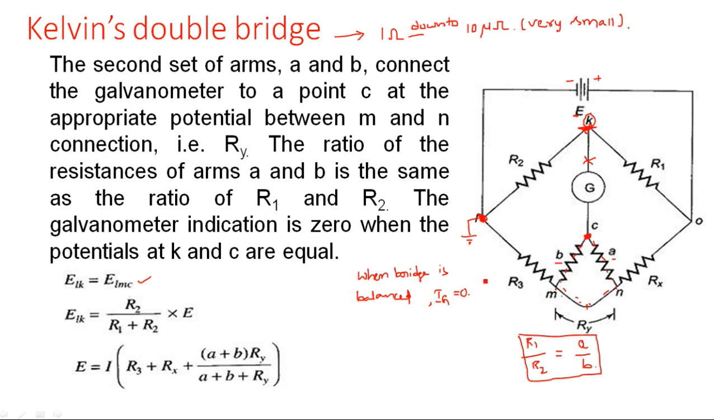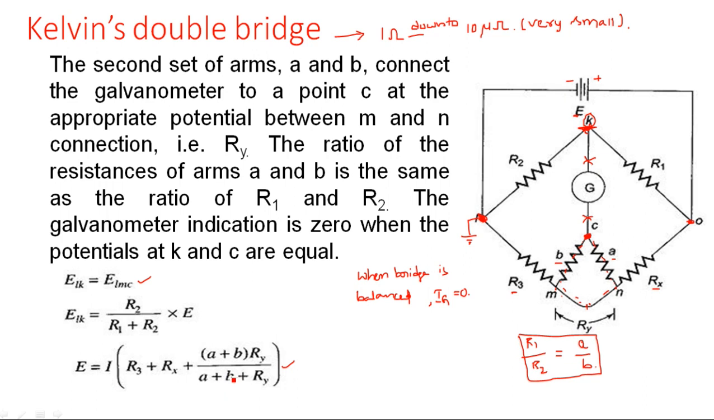And how can we write E in terms of the other arm? E is nothing but the total voltage from O to ground. What is the total resistance in this path? Rx plus R3 plus A and B and Ry. How are these connected when the galvanometer is not there? A and B are in series, and this series connection is in parallel with Ry. So we write R3 plus Rx plus A plus B in parallel with Ry, that is, A plus B into Ry by A plus B plus Ry. This is the total resistance of the second path between O and L, multiplied by I, where I is the total current flowing through this network and E is the applied voltage.